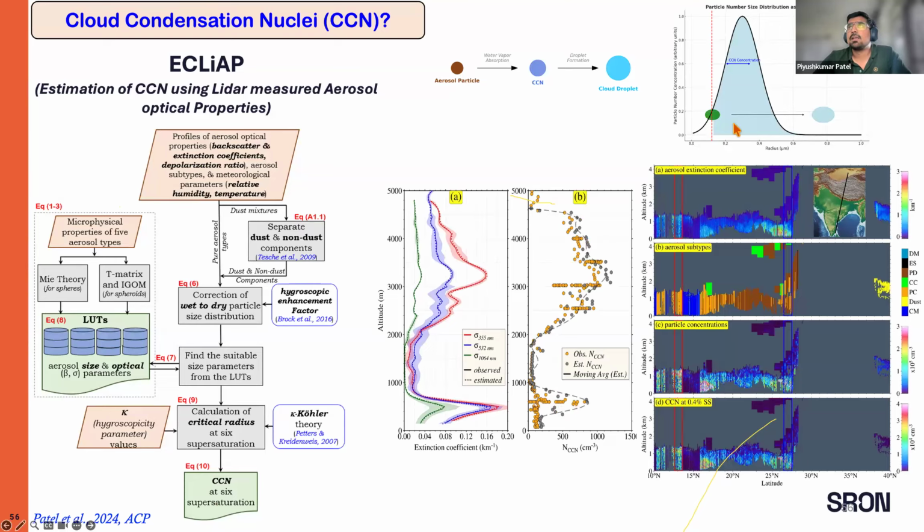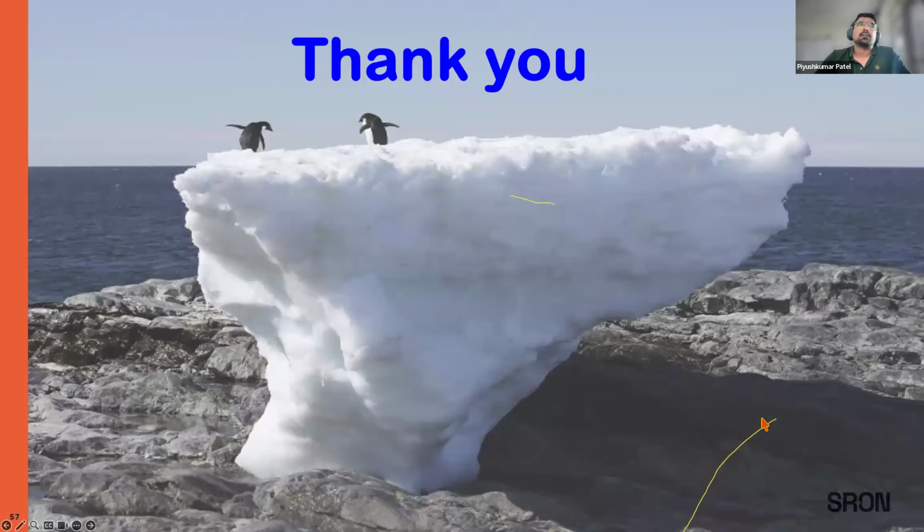This is from the airborne LiDAR, and the right side picture shows the very last plot, the CCN at 0.4% supersaturation. That shows the vertical variation of the CCN from Calypso. So it's from the space-borne LiDAR. With that, I would say thank you, and I'm open for questions.